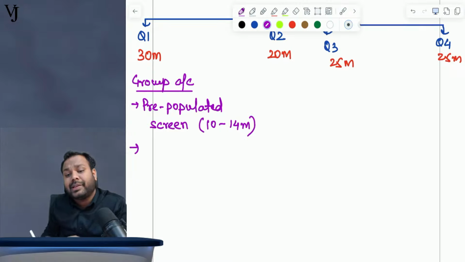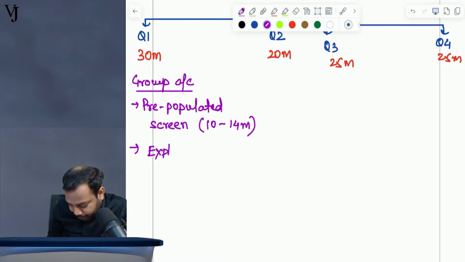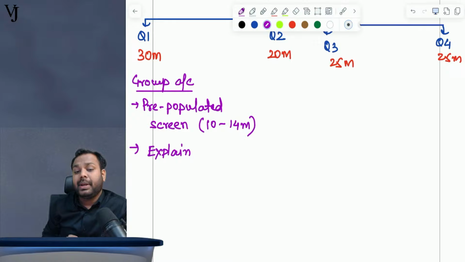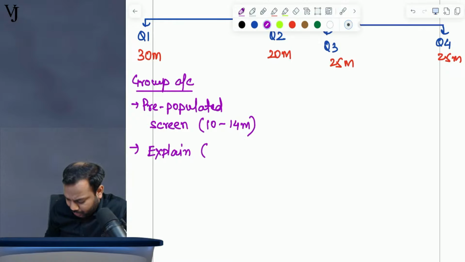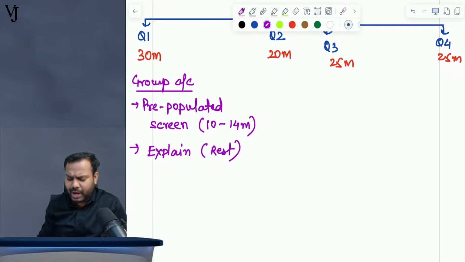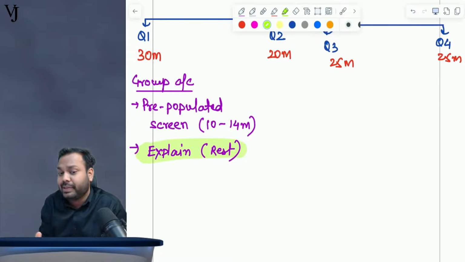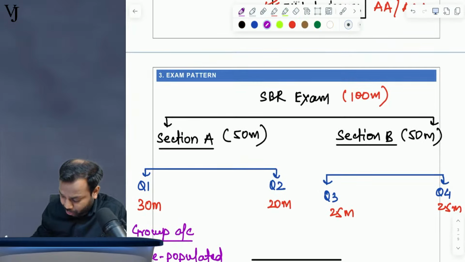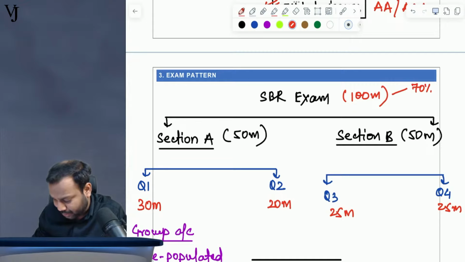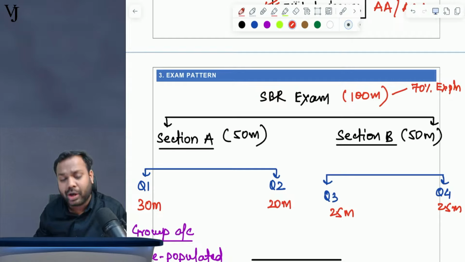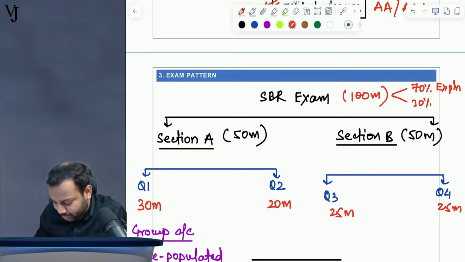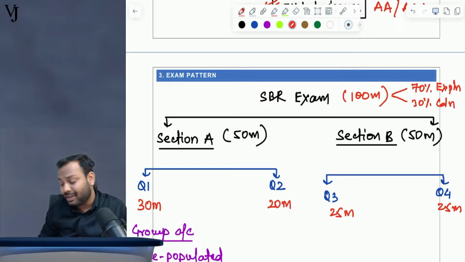Now, for the rest 16 marks, they will ask you to explain the adjustments which you have done in the pre-populated screen. So for the rest, you are required to explain. Now understand, this is theory. You are required to discuss or explain your calculations. And as I have mentioned, your SBR paper out of 100, I can very well say that 70% of your SBR is only explanations or discussion. Only 30% is calculation, rest 70% is explanations. You are required to write the theory behind that, the logic, the justification.